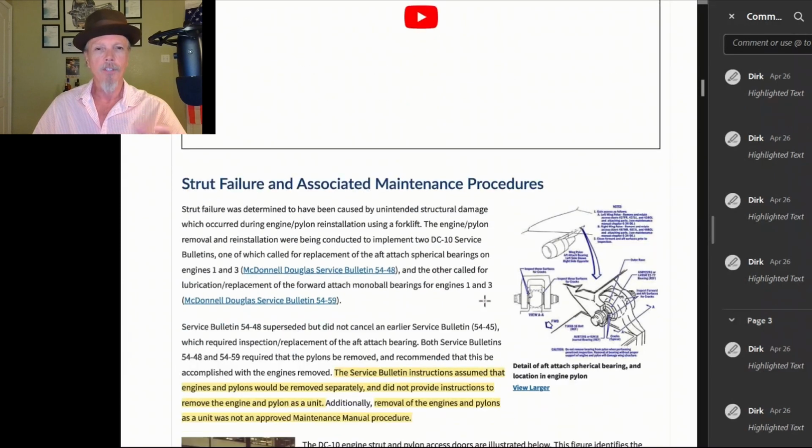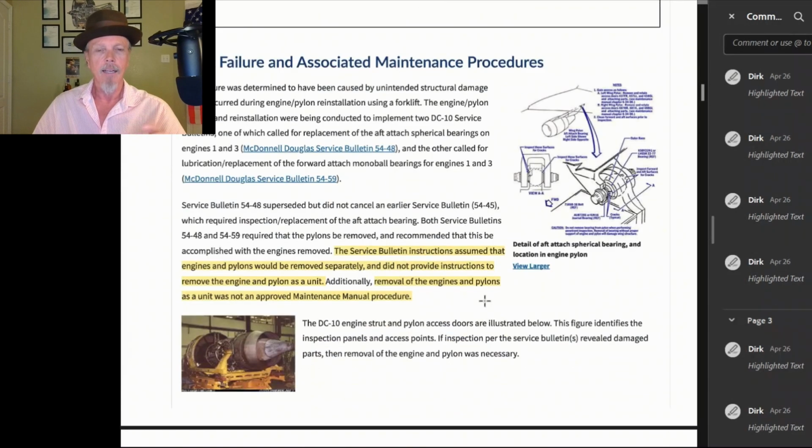Pretty much most of the things are the same in this or the other. The service bulletin instructions assume that the engine and pylons are removed separately and did not provide instructions to remove the engine and pylon as a unit. Removal of engine and pylons as a unit was not an approved maintenance manual procedure. So we've talked about it. The maintenance manual procedure is remove the engine, remove the pylon separately. So that's how you do it per the maintenance manual, and that's what McDonnell Douglas suggested.